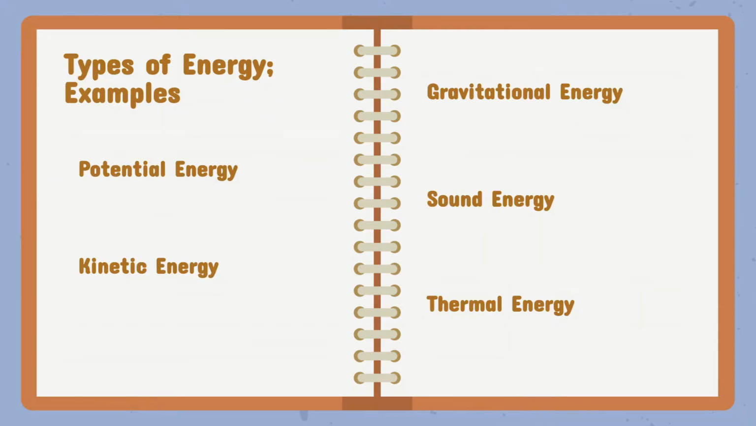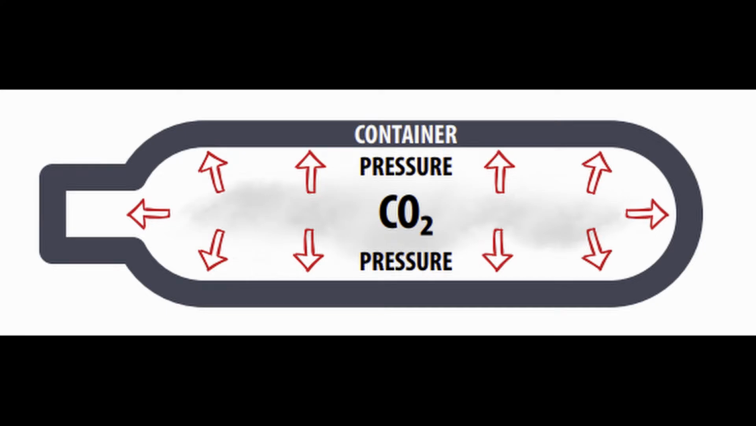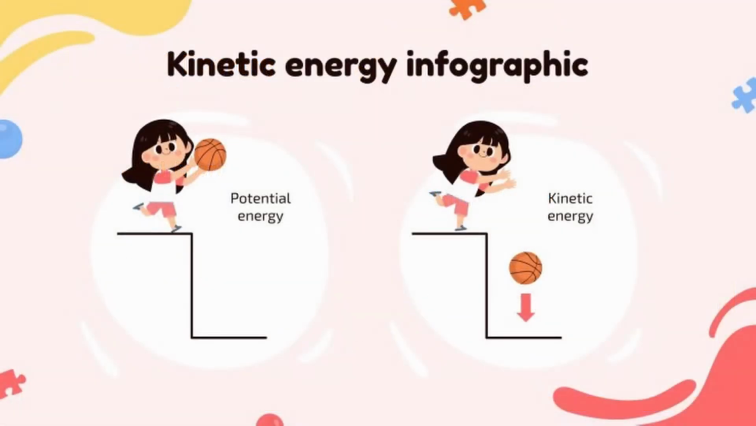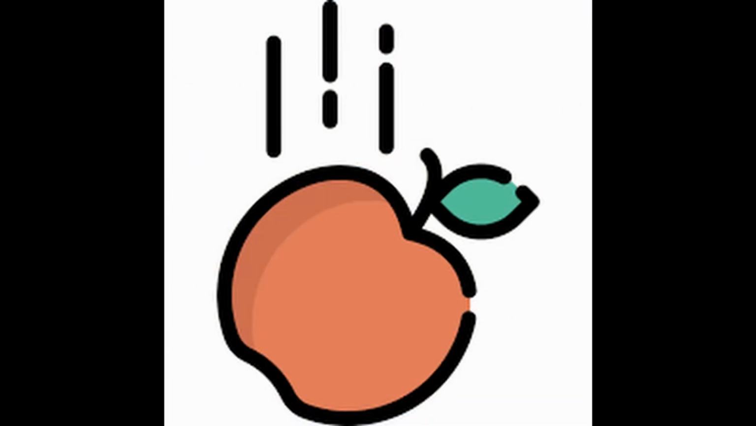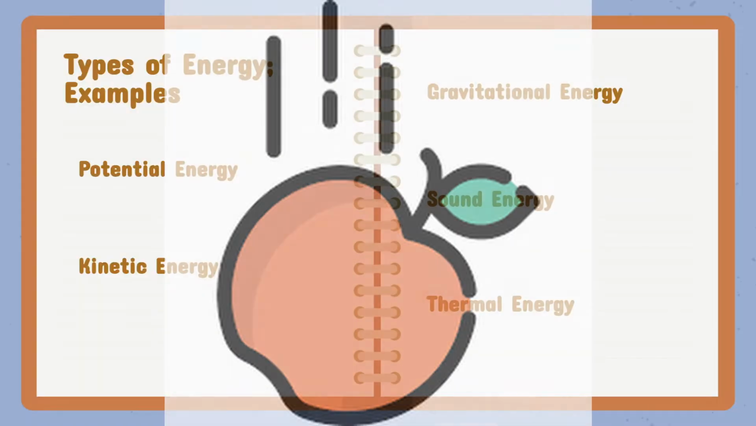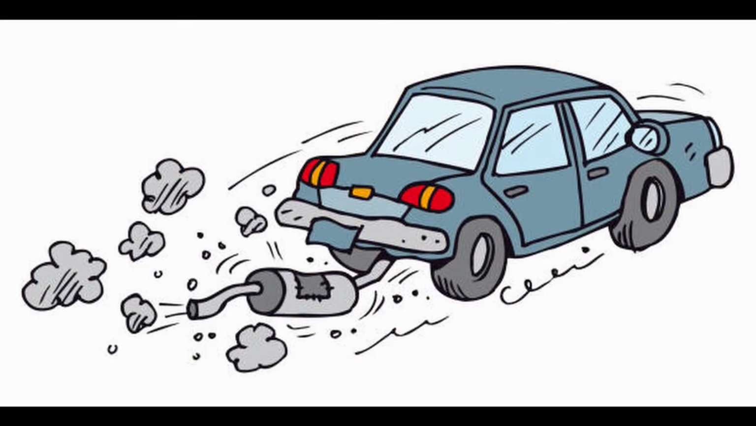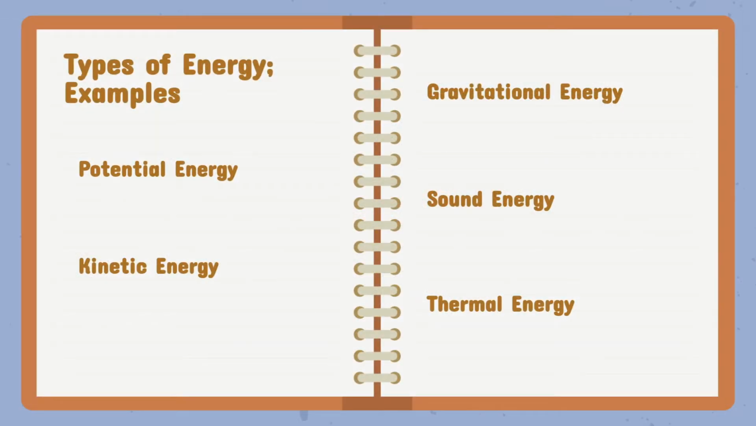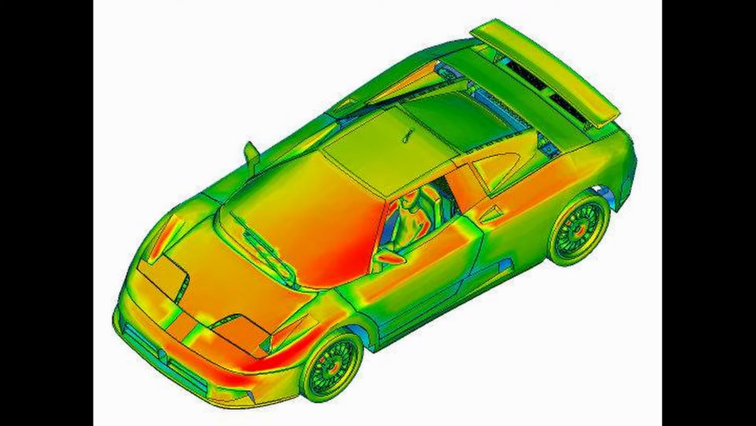So now some types of energy that apply to our CO2 dragster are potential energy, which is stored inside of the CO2 canister, kinetic energy, that is when the CO2 canister is opened and the air is let out, gravitational energy, which is the weight of our dragster, sound energy, which is energy released when the canister is open, and thermal energy, which is some heat created when the air is released.